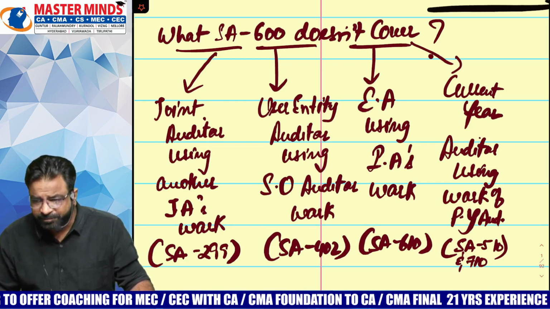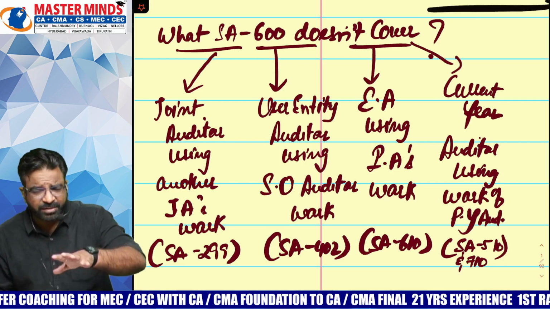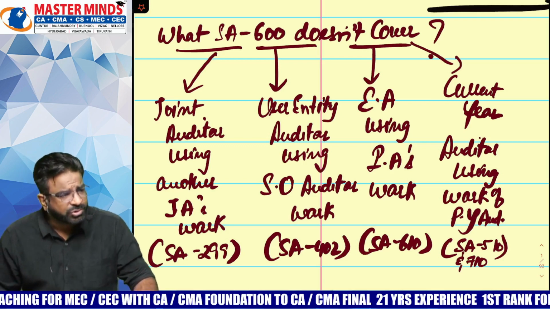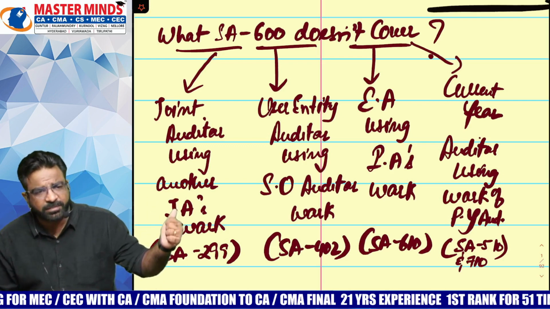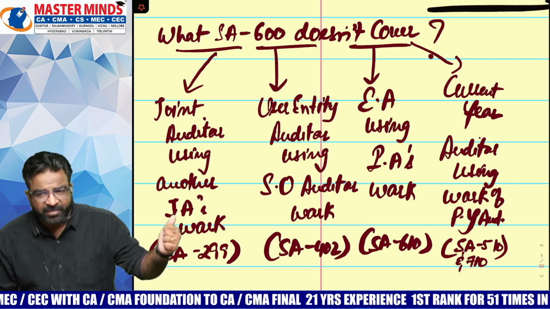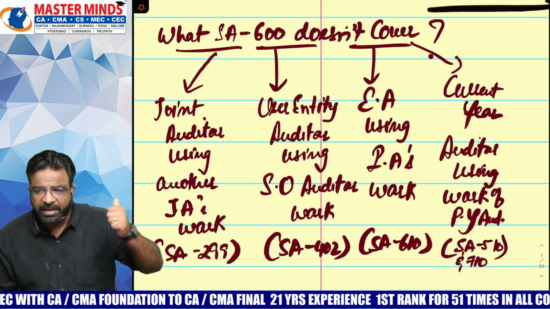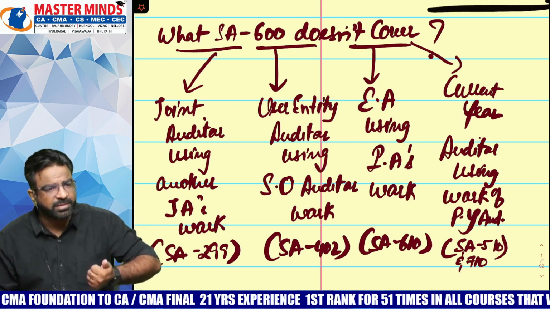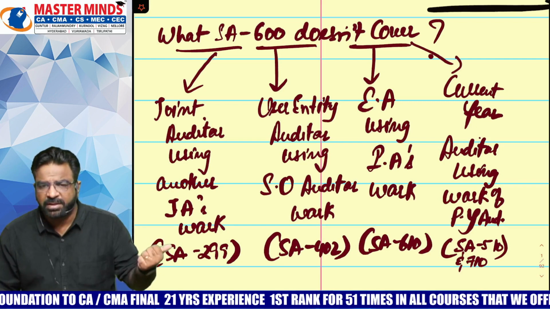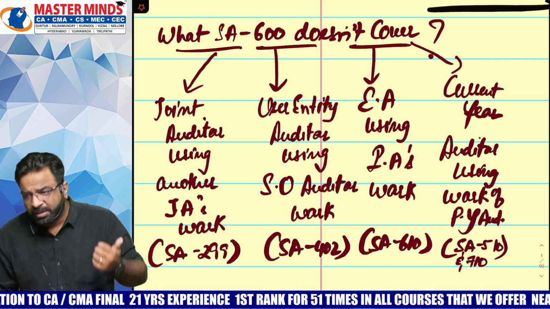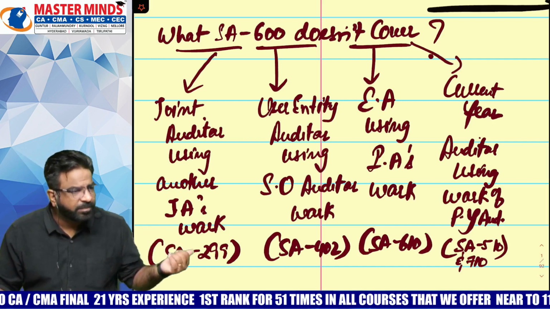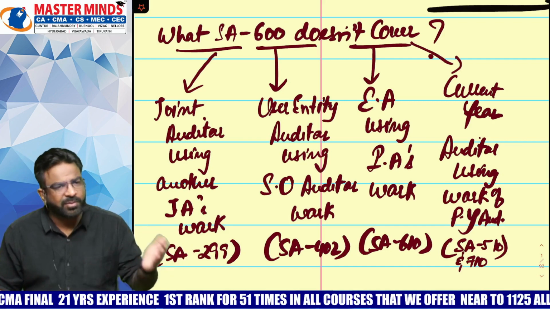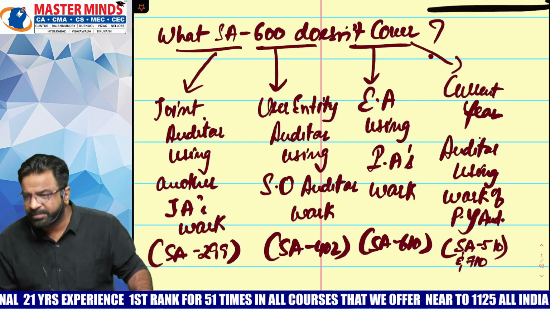Is it clear? So what are the four things which 600 does not cover? Tell me. Joint using the work of another joint. Next one, external using the work of internal. Next one, user entity auditor using the work of service organization. And what is the last one? Current year auditor using the work of the previous year. All these are not covered under 600. Is it clear, everyone?